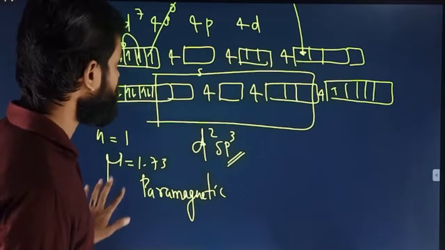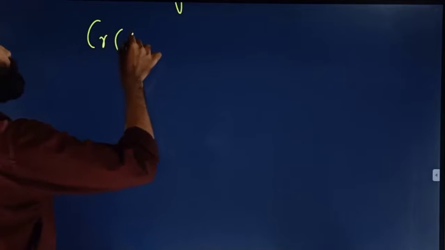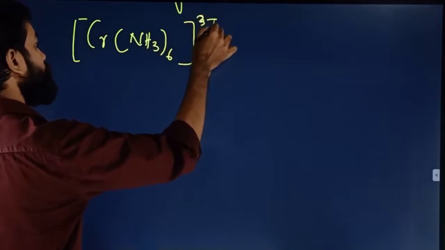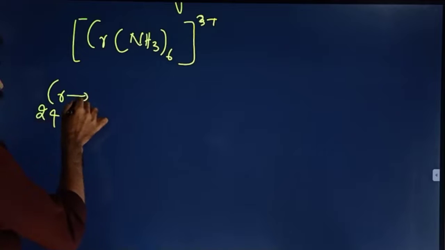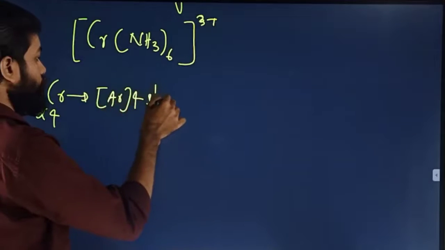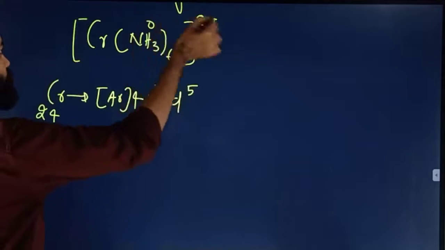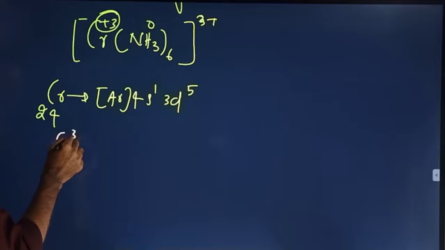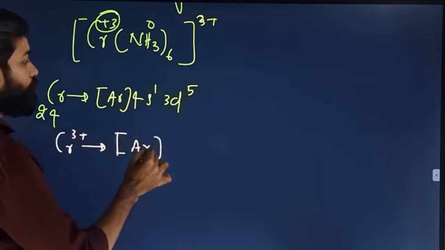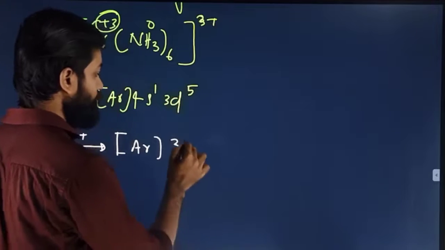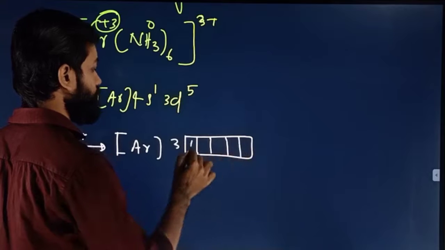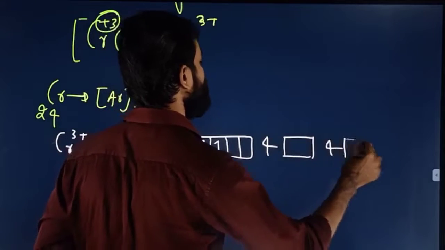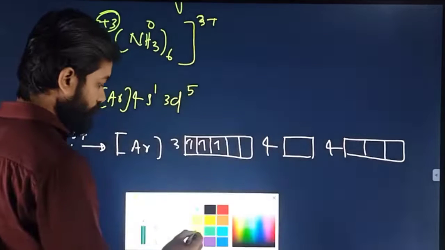Paramagnetic. Okay. The next example is [Cr(NH3)6]3+. For the normal chromium, atomic number 24, the exceptional configuration is argon 4s1 3d5. If it is in 3+ state, what happens? Cr3+ has the configuration argon 3d3, 4s0, 4p like that.